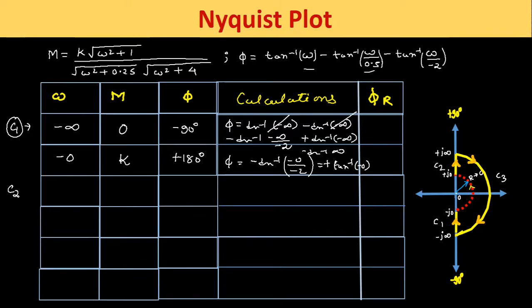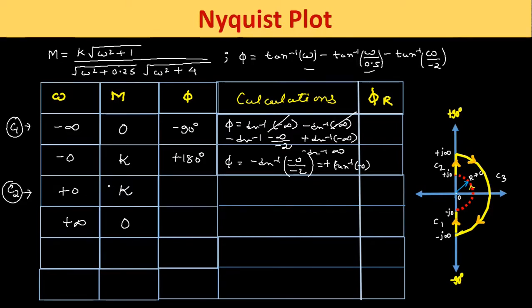Now we will take C2 section. C2 section start point is omega is equal to plus 0 and end point is omega is equal to plus infinity. Now we will find out the magnitude by putting omega is equal to 0 in this equation. We will get again magnitude is equal to k, and when we put omega is equal to infinity in this magnitude equation, we will get 0. Now we need to find out the phase angle.